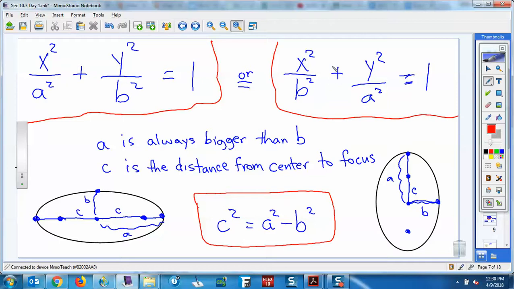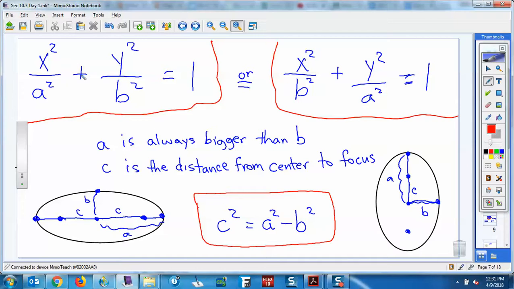Now, notice there is a plus sign in between here. So on your gold sheet, I think this one is flipped. They always have the A first, the bigger one first. But all that matters is which one the bigger one is under. If the bigger one's under the X, then it's going to be horizontal. The A is the bigger one, and that's going to go this direction.